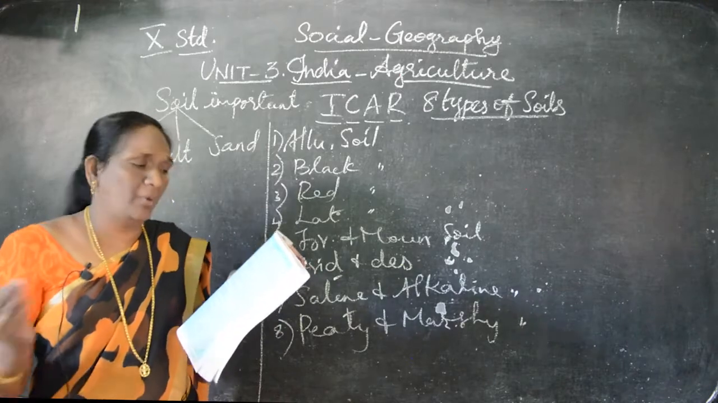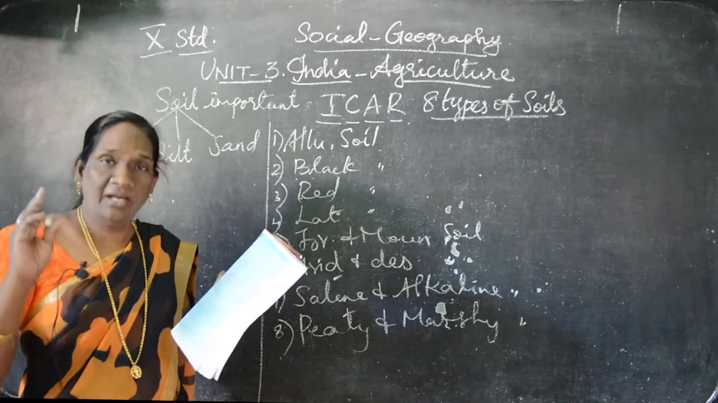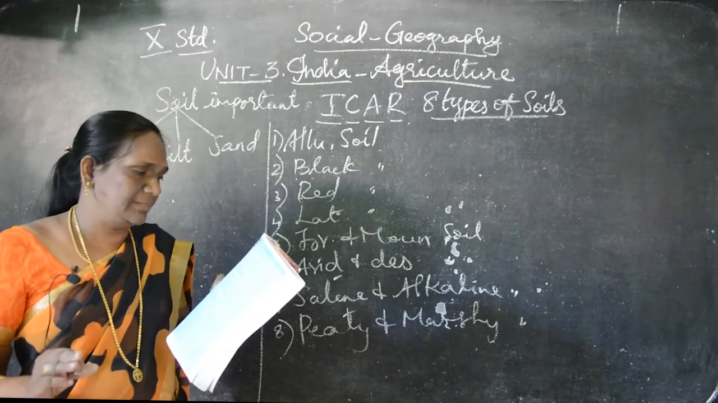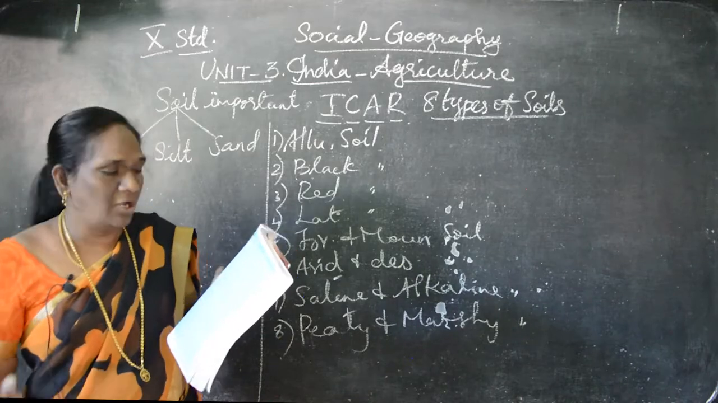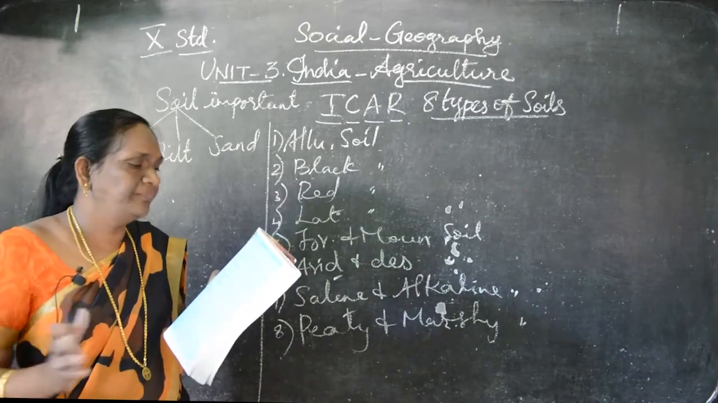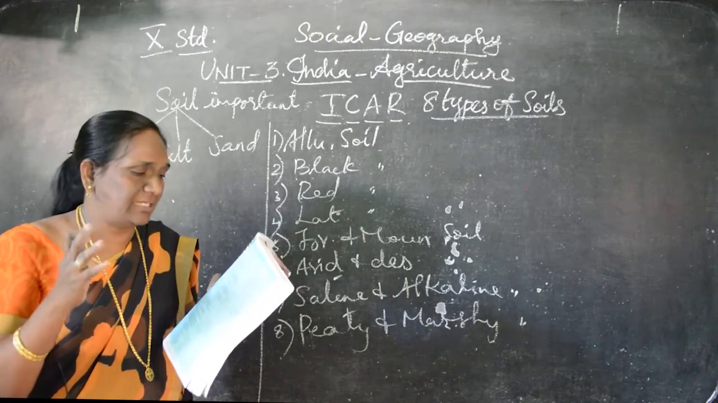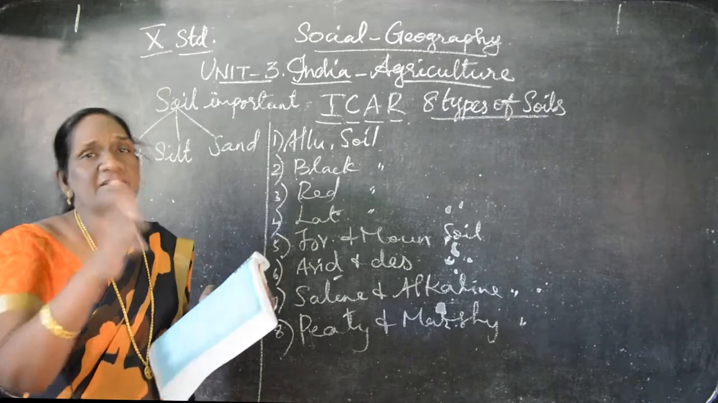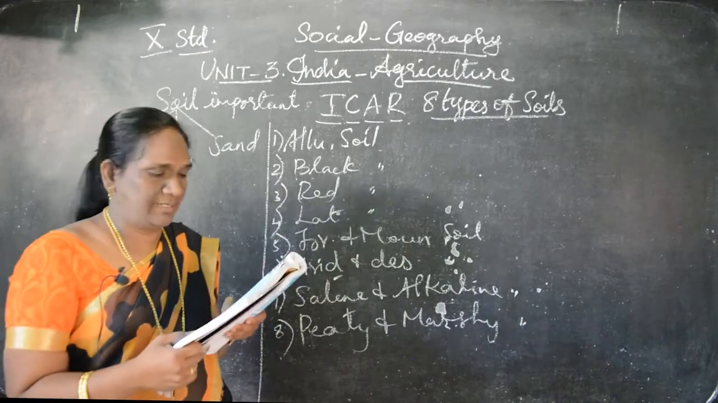What are the chemical properties in alluvial soil? They are rich in potash. There is potassium, then phosphoric acid. Then lime, carbon compounds, and these are all the components. These are all the chemical properties in alluvial soil. But there is no nitrogen in alluvial soil. Understand? It is poor in nitrogen.